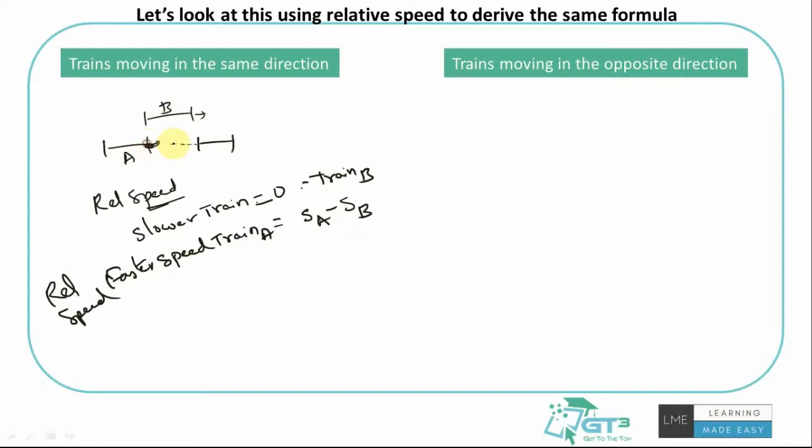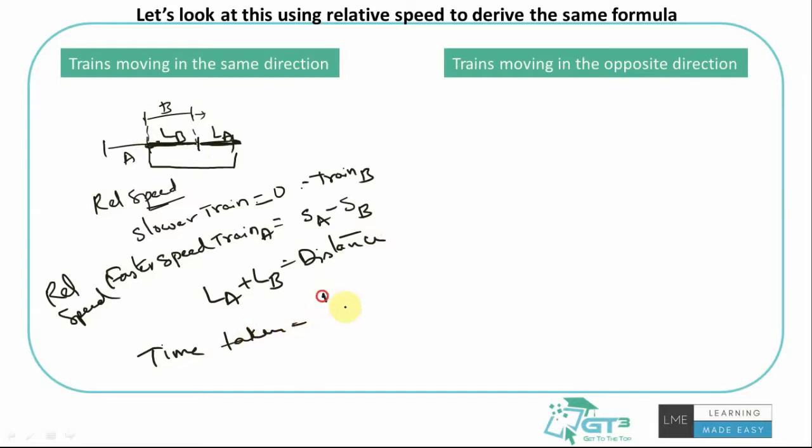So what is the distance covered by A? A has covered this entire distance in the time taken to cross, which is basically this part, the length of train A, and this part, the length of train B. So the entire distance covered would be LA plus LB. So what is the time taken to cross? Distance by the relative speed.